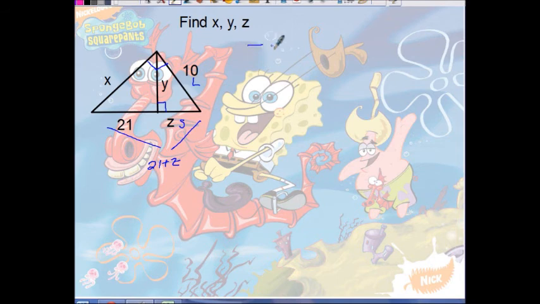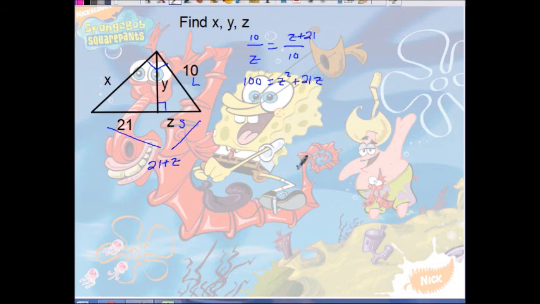We're going to set up the mean proportional between those legs, 10 and 10. That's going to be equal to z and z plus 21. So here we go, let's try it out. Cross multiply. Now I'm not saying it's going to be pretty or easy, but let's see what happens. We end up with 100 equals z squared plus 21z.